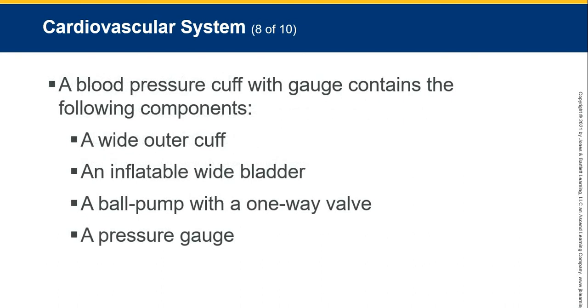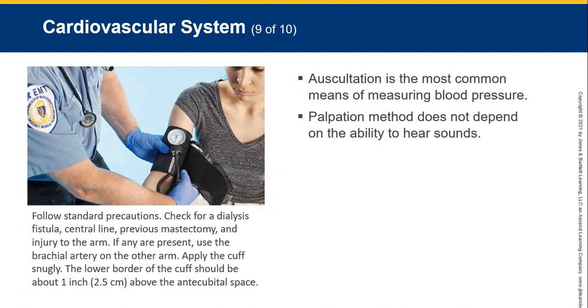So we went over the BP cuff in lab, so you're going to know all these. It's going to be the outer cuff. There's going to be an inflatable bladder, which you're pumping up with that aneroid there, and then that ball pump, one-way valve, pressure gauge, etc. And we showed you how to do that.